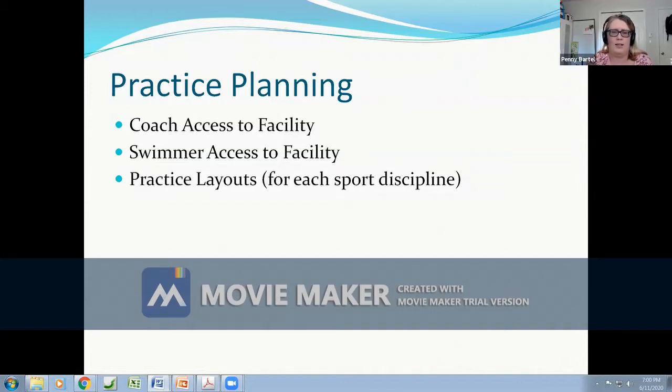So I would liaise with your facility if you're not the people that have access to it. And if you are, great. You'll have to make up your own, but coaches and swimmer access.